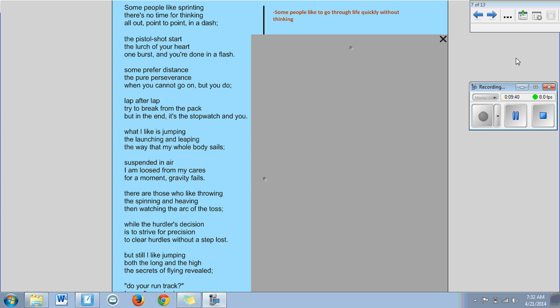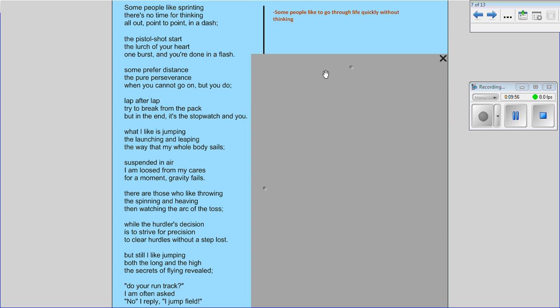So if we look at that first stanza, it says, "Some like sprinting, there's no time for thinking, all out, point to point, and a dash." So we might be able to say from this stanza that some people like to go through life quickly without really thinking. Okay? On this next stanza, we don't really see how this relates to real life. Here we're talking about just the start of the race. So it says, "Some prefer distance, the pure perseverance, when you cannot go on, but you do."